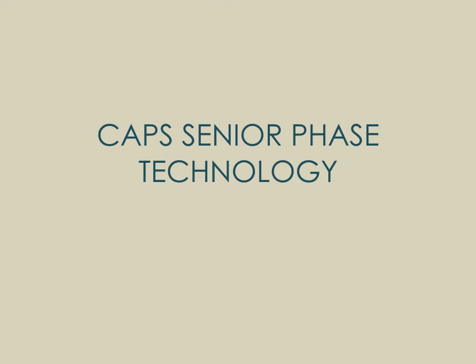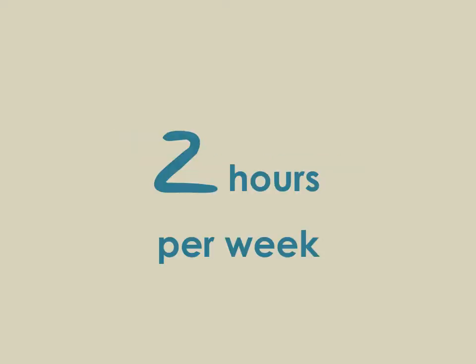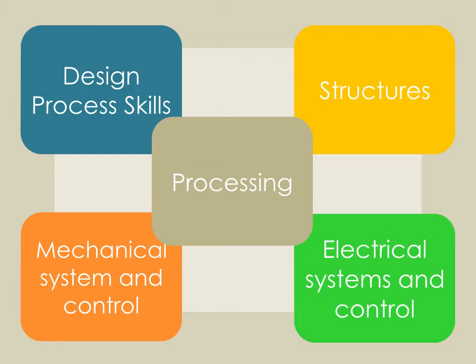This video clip provides teachers with the basics and the foundations of what is required from CAPS for your senior phase technology. Now, the first thing to remember is there are 2 hours per week allocated to teaching technology. And in these 2 hours, teachers are required to cover 4 different aspects of technology: design process skills, processing, structures, mechanical systems and control, and electrical systems and control.